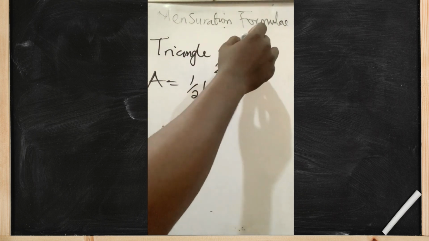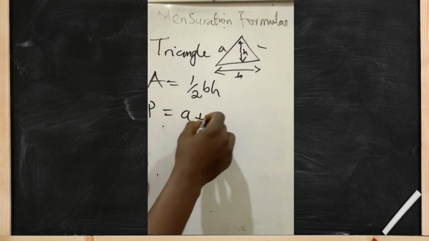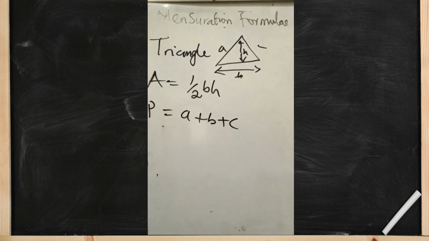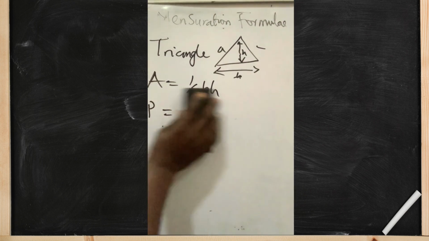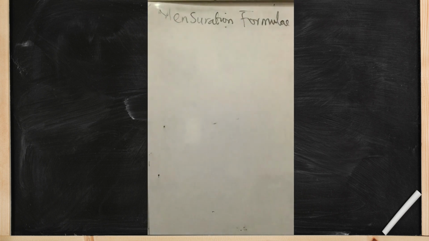If this is A, this is B, this is C, then the perimeter of the triangle will be A plus B plus C. That's the perimeter of the triangle. It's going to be A plus B plus C. And that settles the mensuration formula for this triangle.